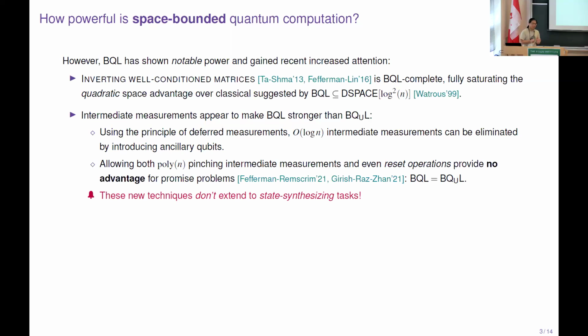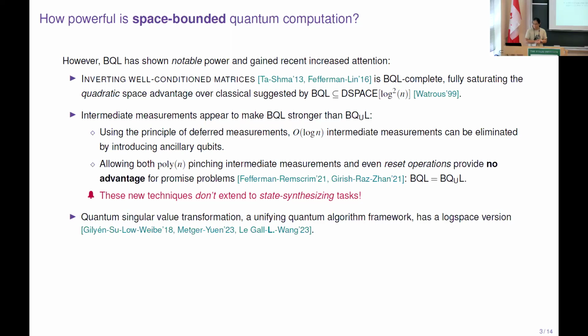So if we have a log space quantum circuit to prepare a log-qubit state, and the preparation circuit uses intermediate measurements, then this technique cannot construct another unitary circuit which achieves the same thing. So the last thing I would say is that in quantum log space, we actually have several techniques to design algorithms.